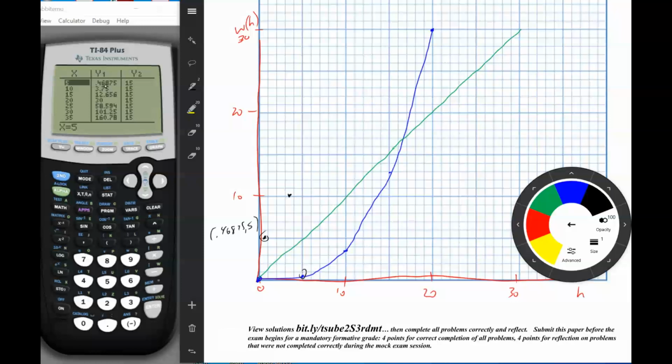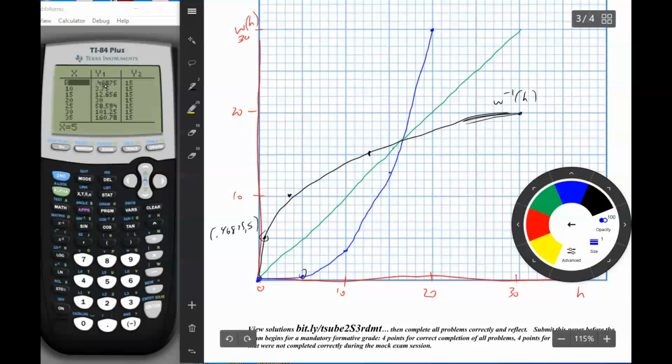15, 12.7 is going to be 12.7, 15. Okay, and then 20, 30 becomes 30, 20. Okay, and there is our inverse function. You can see that it's reflected over the green line. So this is w inverse of h, whereas our blue function is w of h.